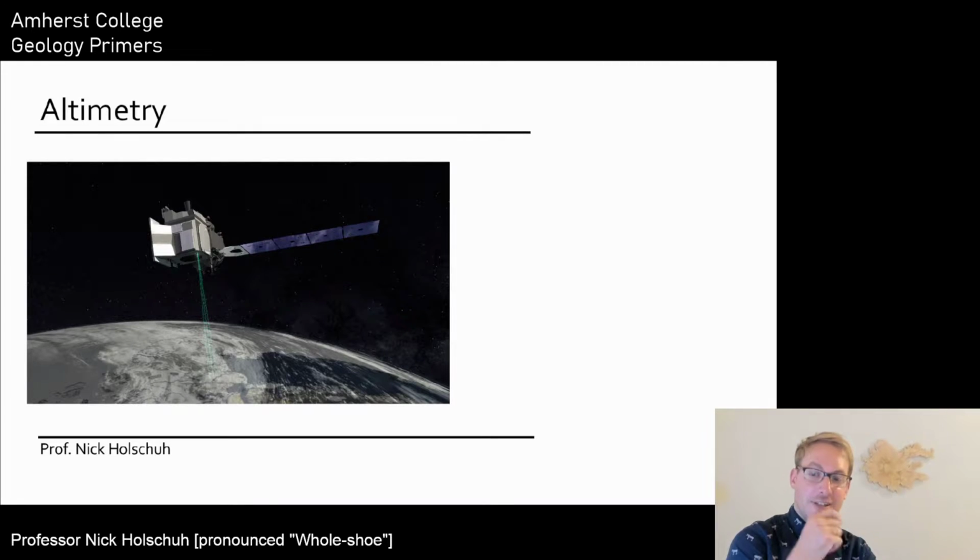So this image here on the left is my favorite satellite, ICESat-2. ICESat-2 is a laser altimeter. It's a special kind of laser altimeter called a photon-counting LiDAR. We're going to talk about what an altimeter does, how it works, and what complications there are in interpreting altimetry data over glaciers and ice sheets.